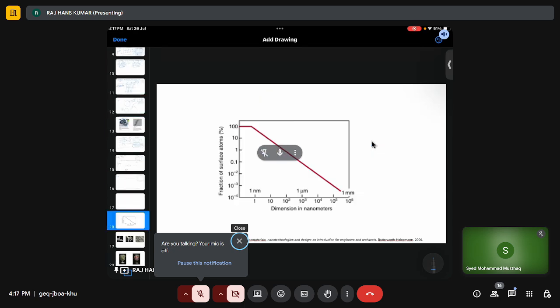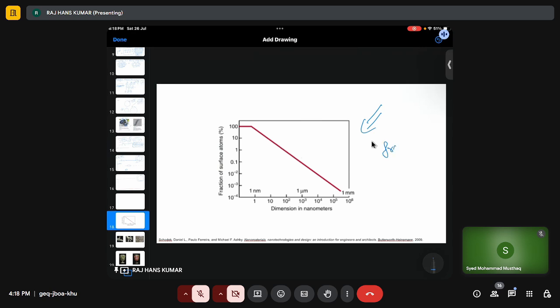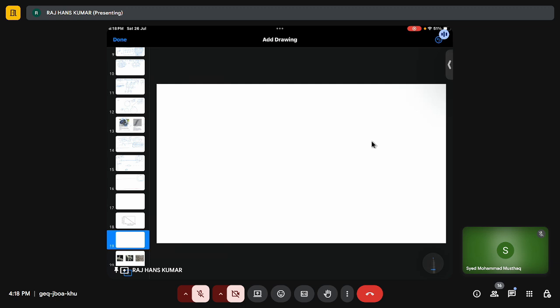Now moving on to this one. So the fraction of atoms, the percentage of the surface atoms, and the next one is the dimension. Now what do I mean by this?